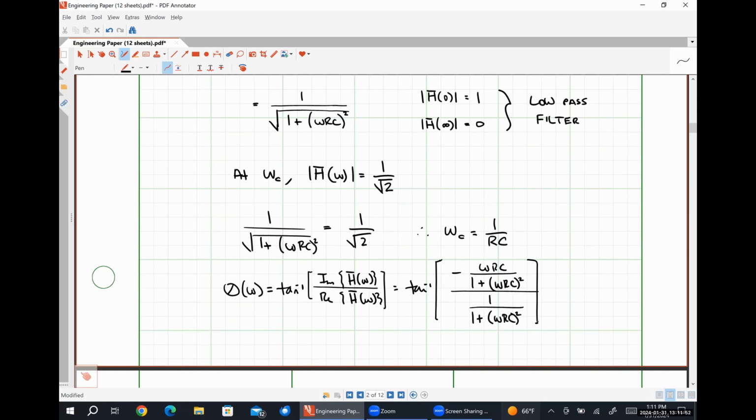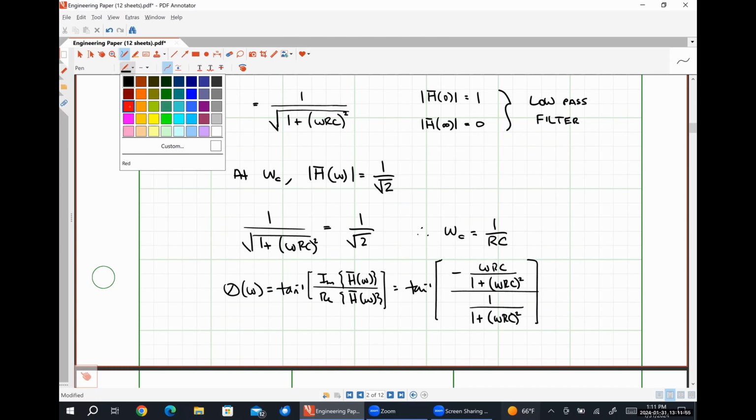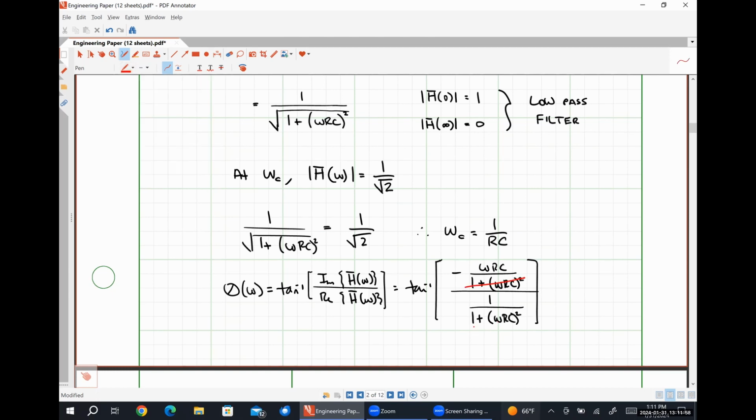So we have a common denominator for both of those fractions, so they're going to cancel each other out. And so now this is just going to look like the inverse tangent of negative omega RC. Technically we can take that negative sign out of the omega RC and put it out in front, because the arctangent of negative x is just negative the arctangent of x. But we can leave it in or take it out, whatever we feel like.